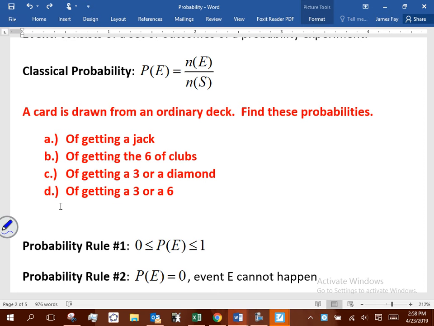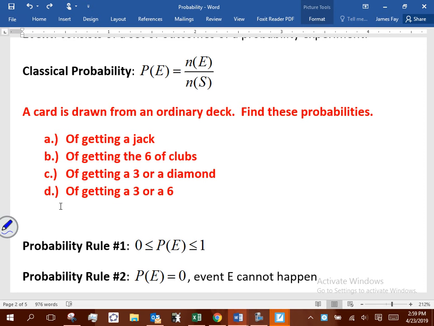Okay. Part B says, getting the 6 of clubs. There's only 1 6 of clubs, right? Another way of saying that is that you're going to get a 6 and a club within one draw. A 6 and a club within one draw. Well, there's only one card that satisfies that set of conditions, right? So 1 out of 52.